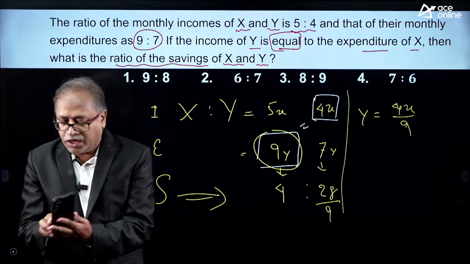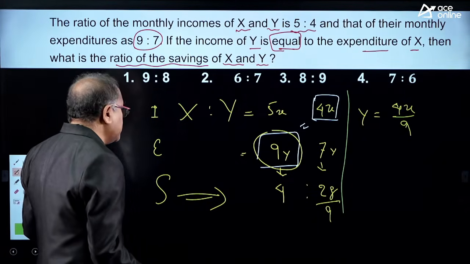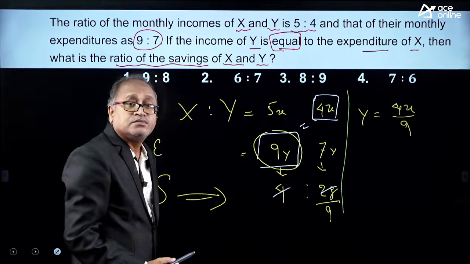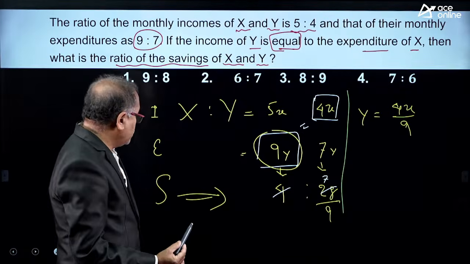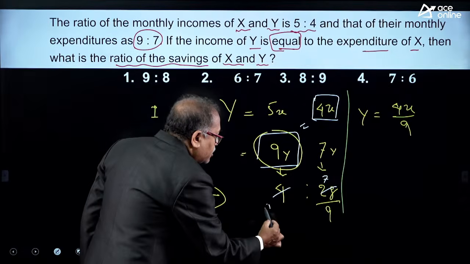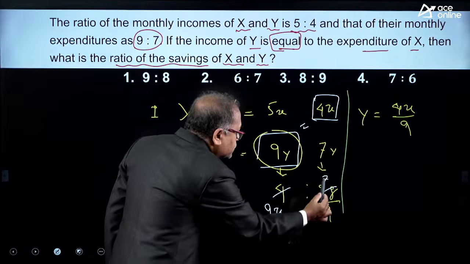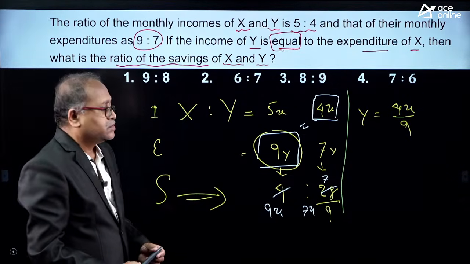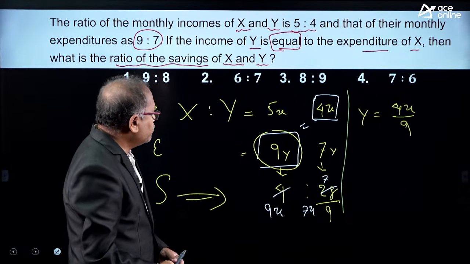Okay. I will conclude this. So, what is this one? This goes 7 times. So, let's take this 7. So, this expenditure is 9x and this is 7x. Okay. So what is my requirement? My requirement is the saving.